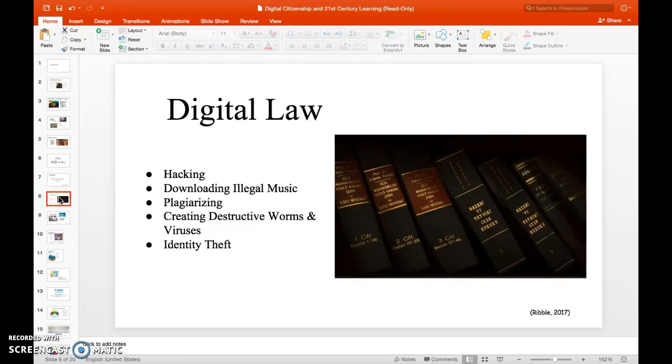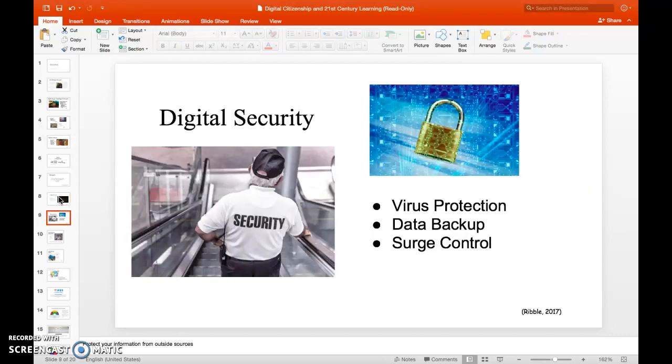Digital law is the awareness that things that are illegal in real life are also illegal online. So hacking, downloading illegal music is theft, so is plagiarizing, and people do create destructive worms and viruses or steal identities through the internet. So even though there are laws, people do break laws. So it is important to keep yourself secure.